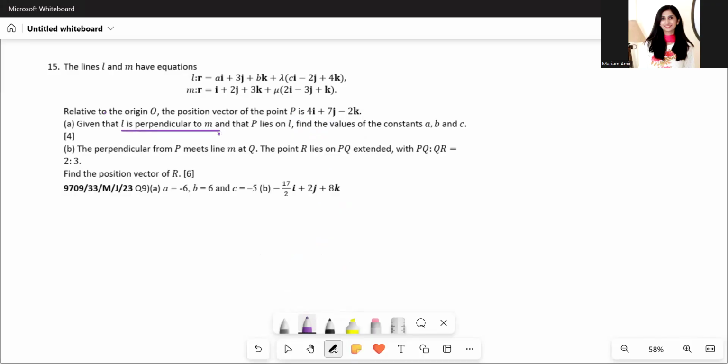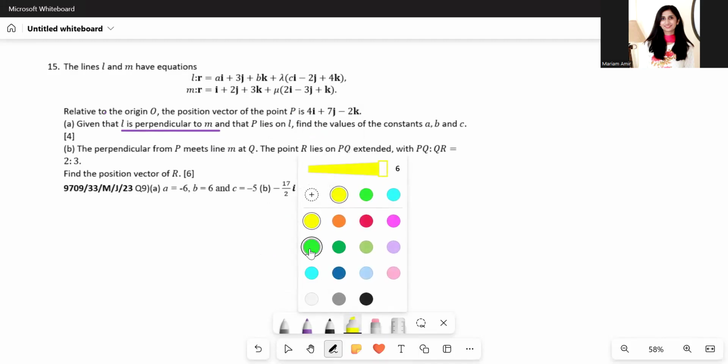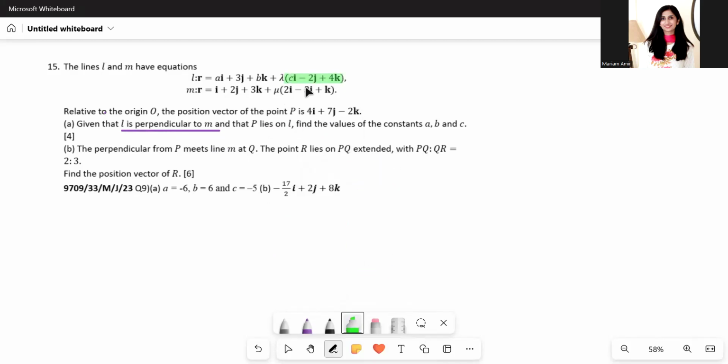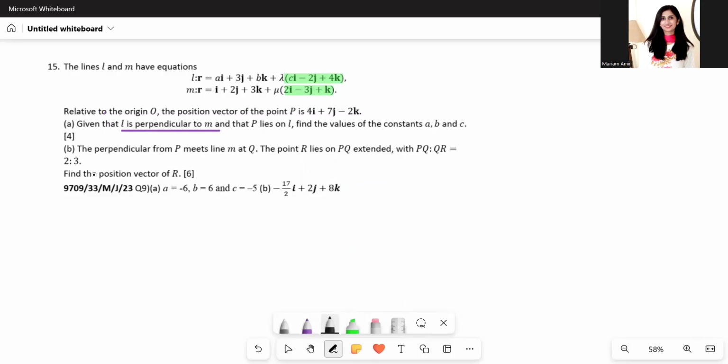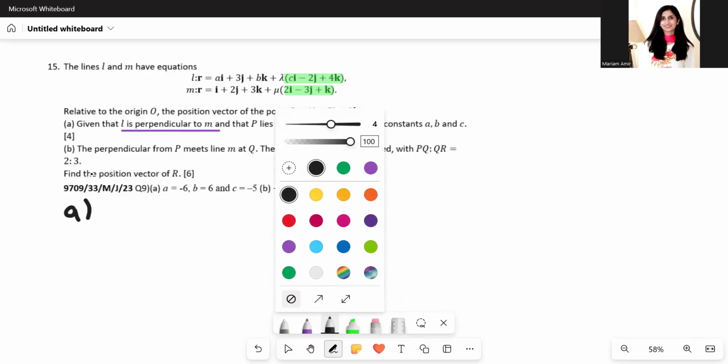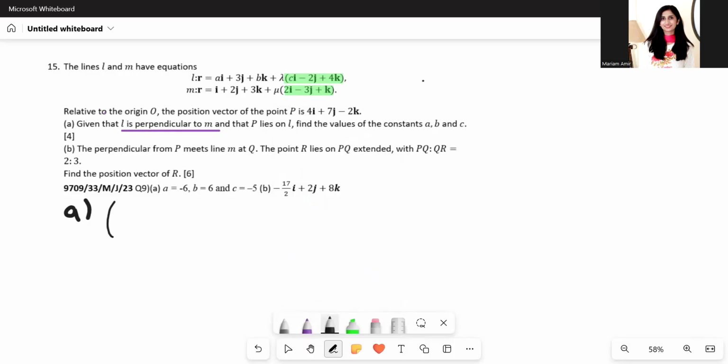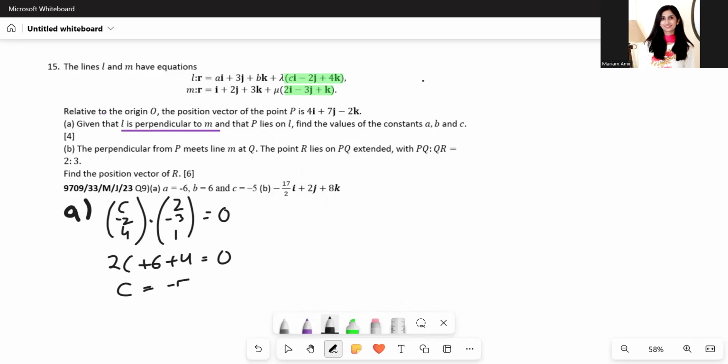Line L is perpendicular to line M, which means the dot product of their direction vectors would be 0. Let's do that. That should give us the value of C. So we're going to write (C, minus 2, 4) dot (2, negative 3, 1) equals 0. So 2C plus 6 plus 4 equals 0. C is equal to negative 5.